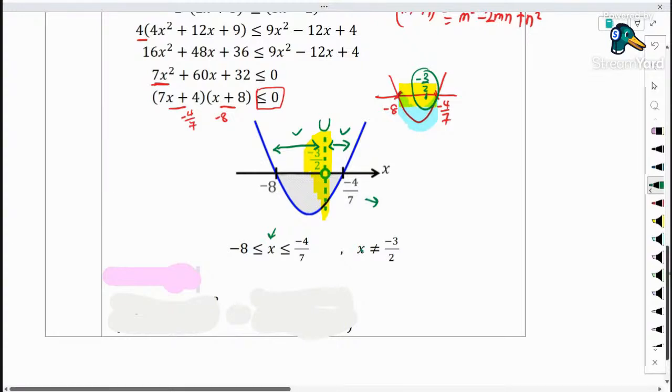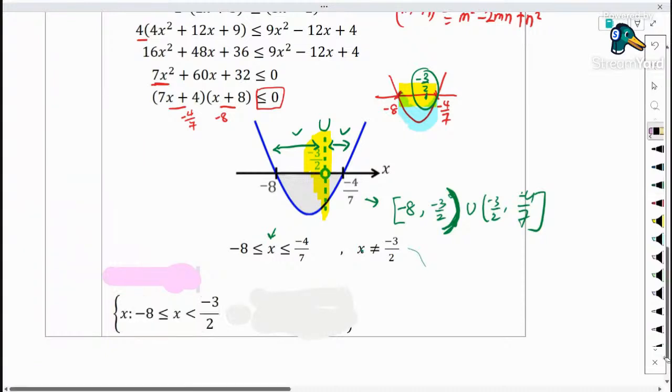As a result, from the diagram you can see that if I exclude negative 3 over 2, in interval notation I have negative 8 to negative 3 over 2, with an open bracket, not a closed one, because we cannot include negative 3 over 2, union, negative 3 over 2, comma, negative 4 over 7, close bracket. But watch out, this answer is in interval notation. The question asks for the set of values, so I need to use set notation.